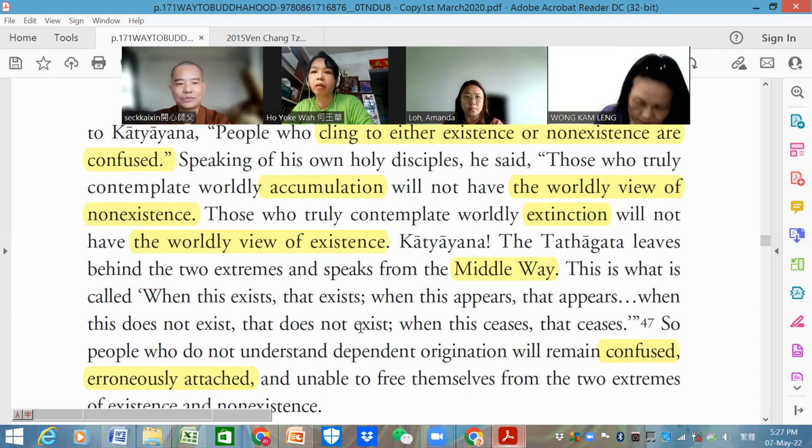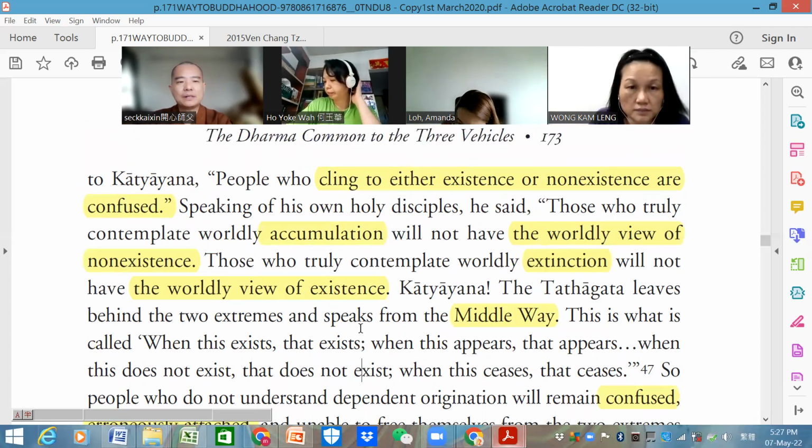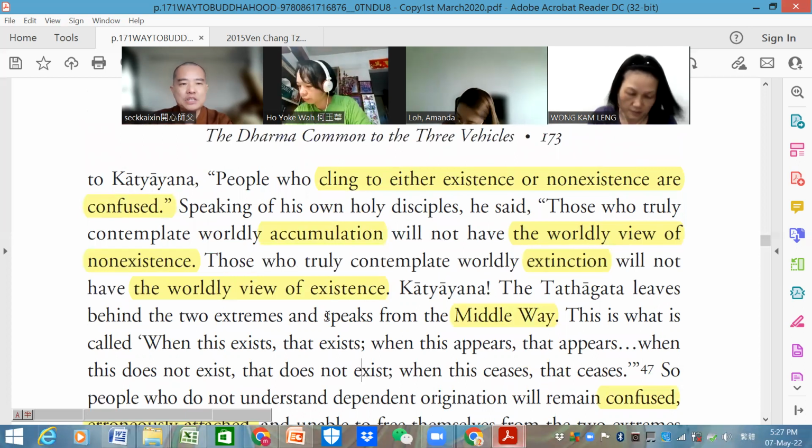Okay, class, let's take a look and see. Actually, this is a repeat of the previous passage, the content is the same. But class, let's take a look and see here.